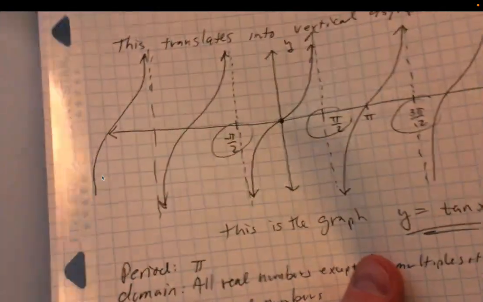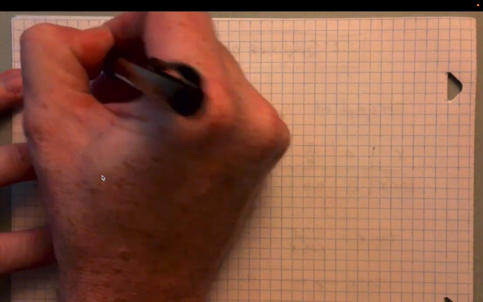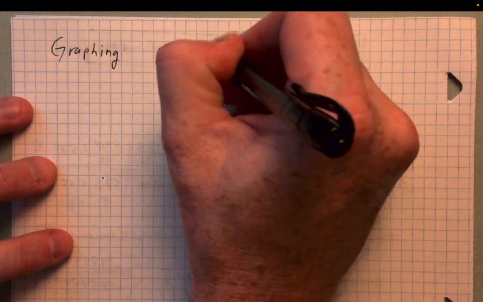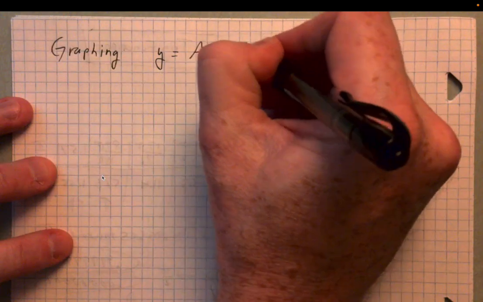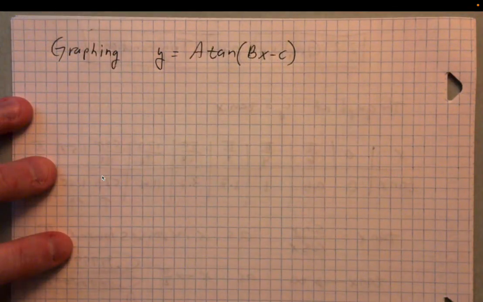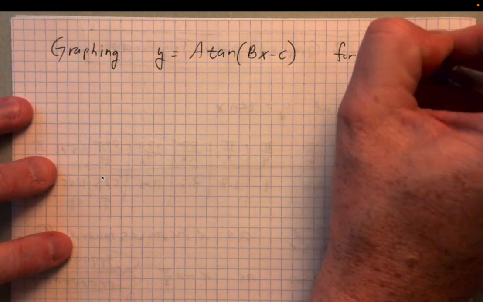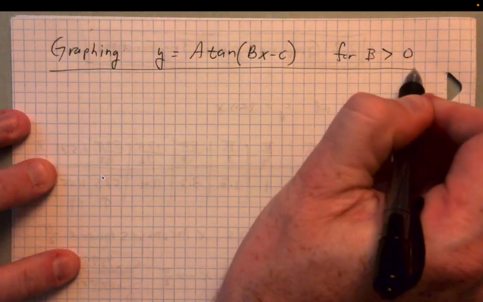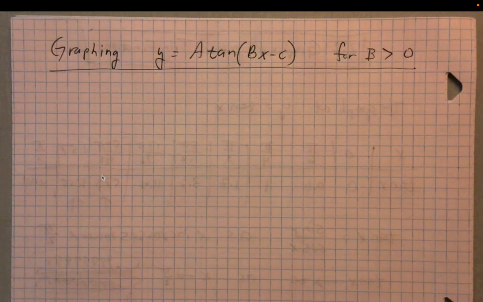Let's talk about how to practically graph this thing. How do we graph this guy? For this, we're going to kind of cut to the chase here. We're going to talk about how to graph y equals a times the tangent of bx minus c, and in this case, it's going to be for b greater than 0. So I'm going to outline a process for graphing the tangent function and variations of the tangent function. And it's going to be a little different than what we used for sine and cosine.